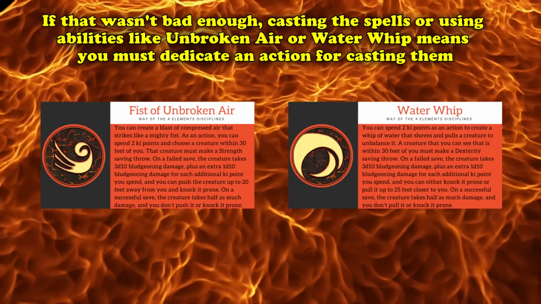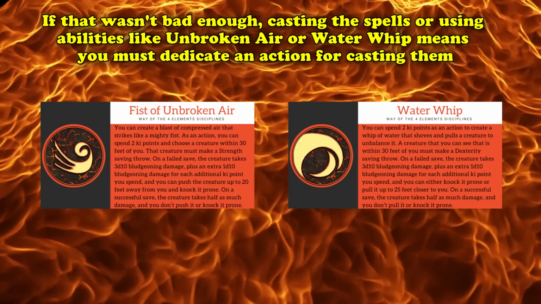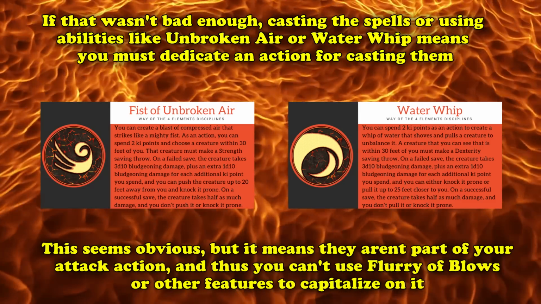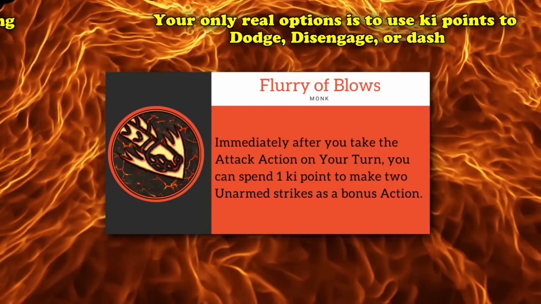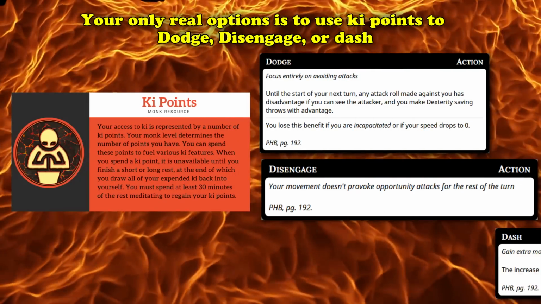Also, another downside is the fact that when you cast any of these spells or use most of these special abilities like Unbroken Air or Water Whip, you actually do have to cast the spell. They aren't part of your attack action or anything, which means that you can't follow up with a Flurry of Blows or do anything else except spend a key point to dodge, disengage, or take the dash action.